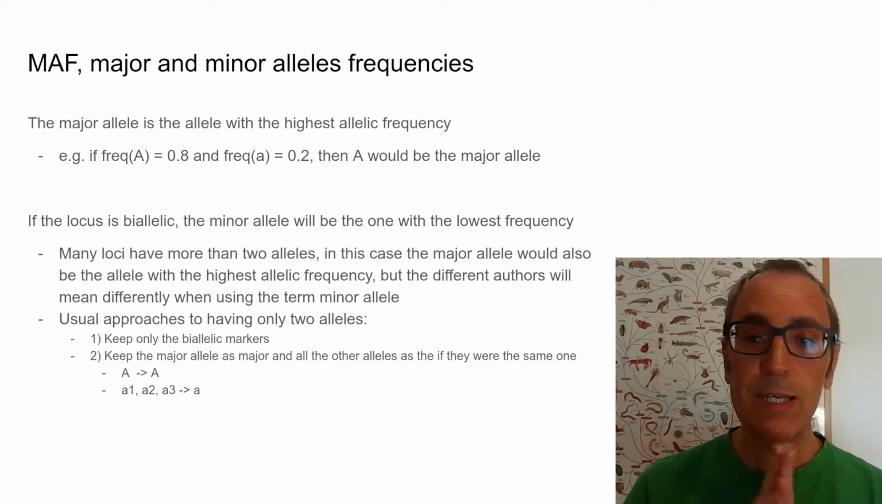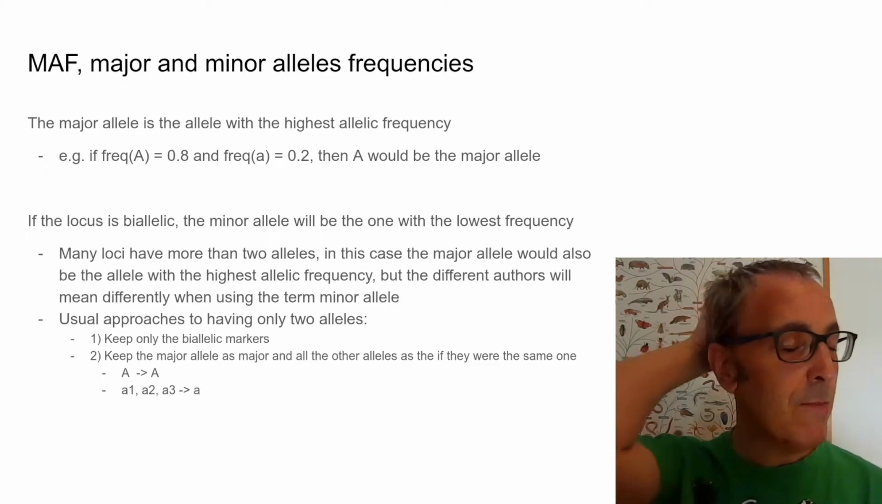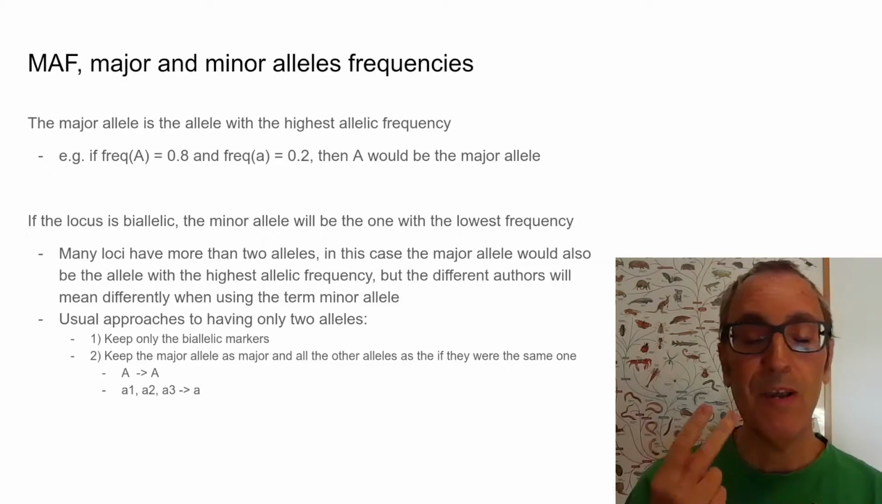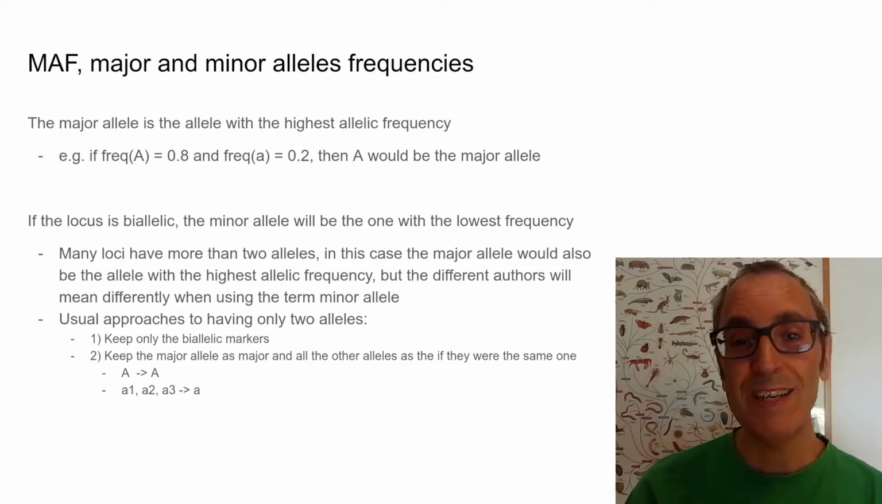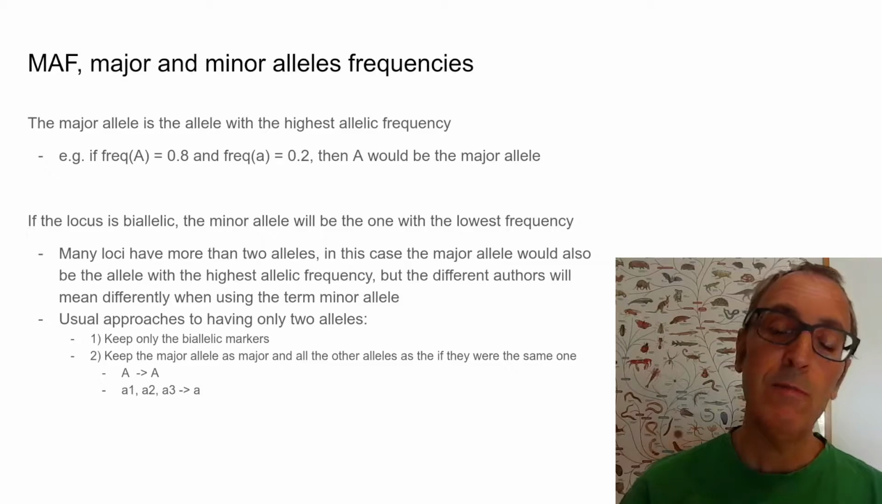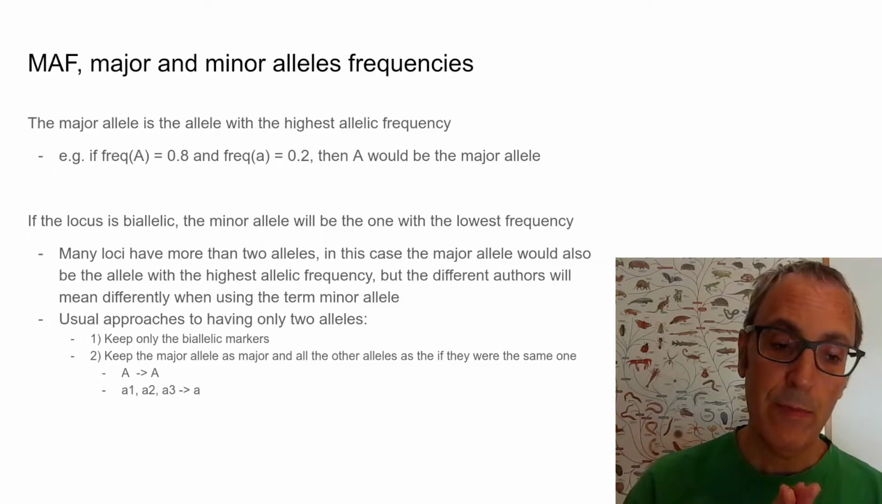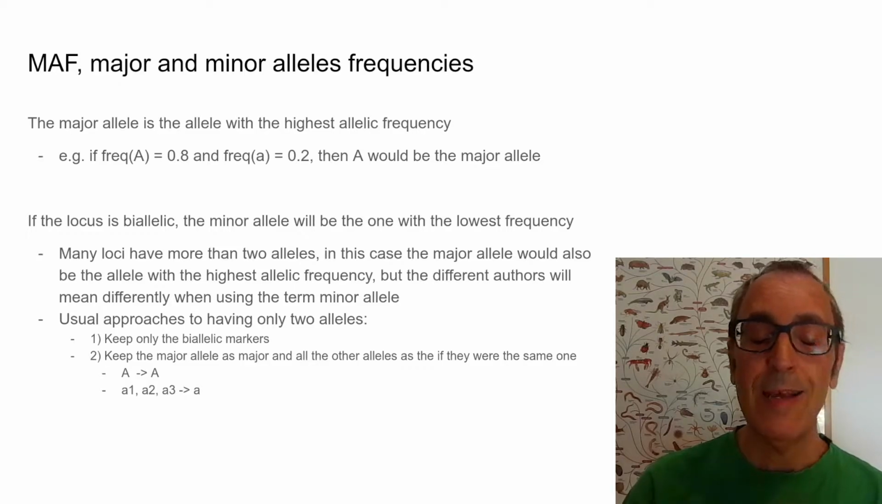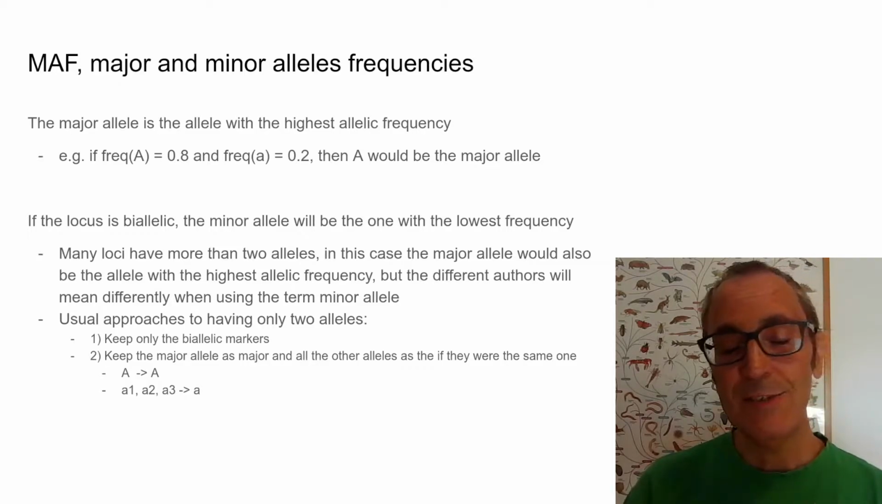If the locus is not biallelic, then it is a bit more confusing, because if we use the term minor, what are we referring to? To the allele with the minor frequency. Yeah, but we have several alleles. So in that case, the term that is well defined is major allele frequency. That would be the allele with the highest allele frequency, while the minor allele frequency is not that clear.